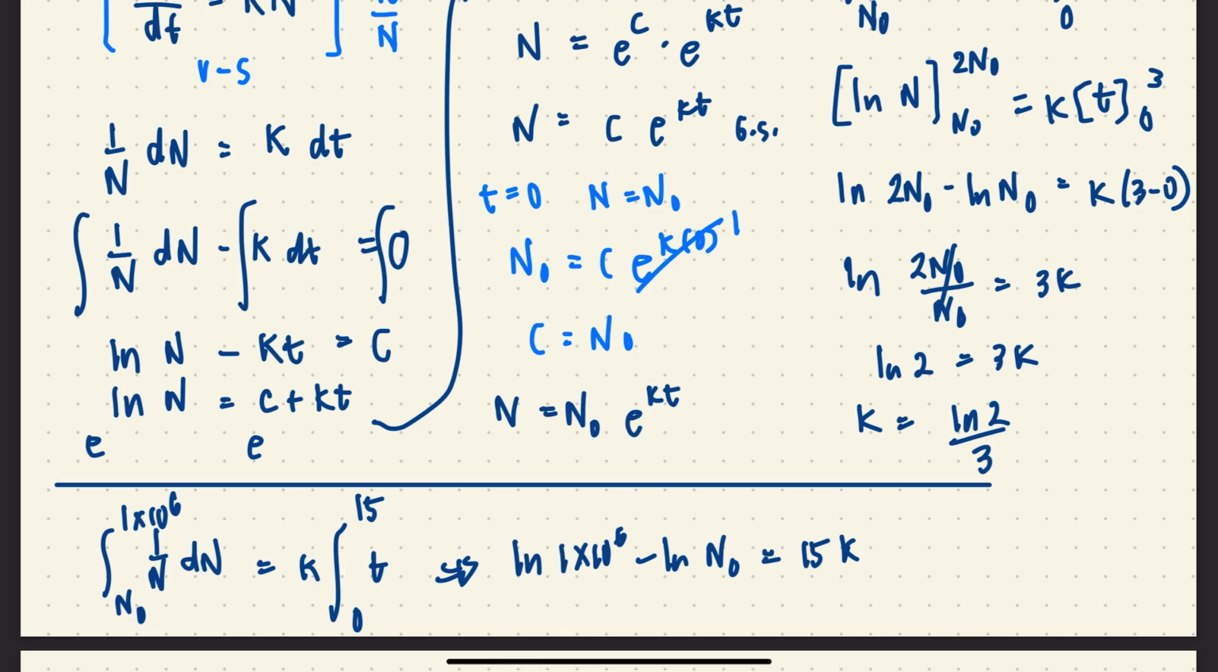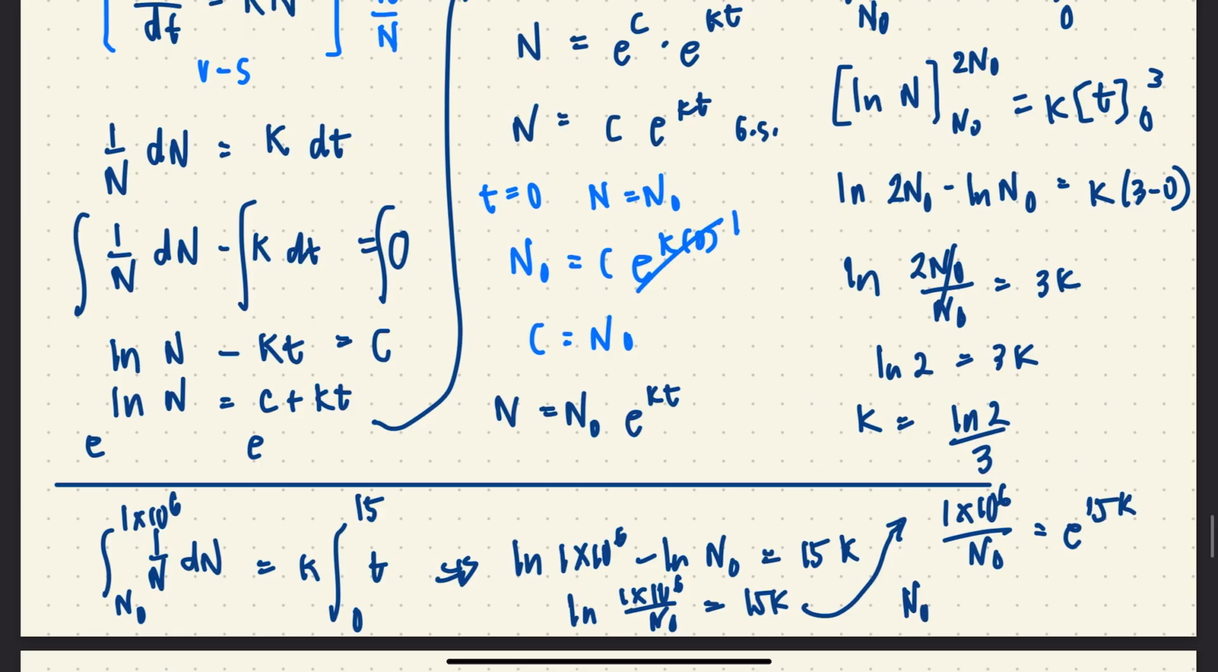So we can raise everything to e. Or rather, let's combine the ln first. This becomes ln of 1 times 10 raised to 6 over N0 is equal to 15k. Raising both to e, we get 1 times 10 raised to 6 over N0 is equal to e raised to 15k. Then N0 becomes 1 times 10 raised to 6 all over e raised to 15k.